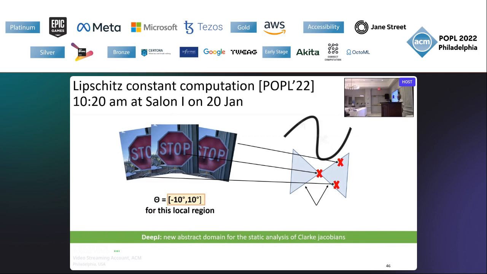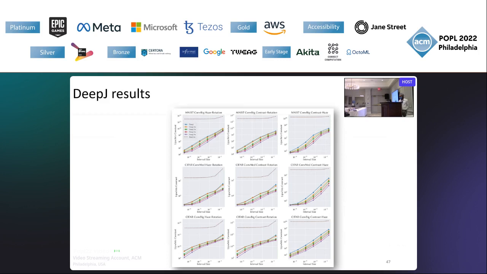We have a custom abstract domain called DeepZ, and it computes this Lipschitz constant based on a notion of Clarke Jacobian, which is a classical concept from the 1970s or 80s. And in this paper, we show how you can compute a static analysis for computing this Clarke Jacobian in a region.